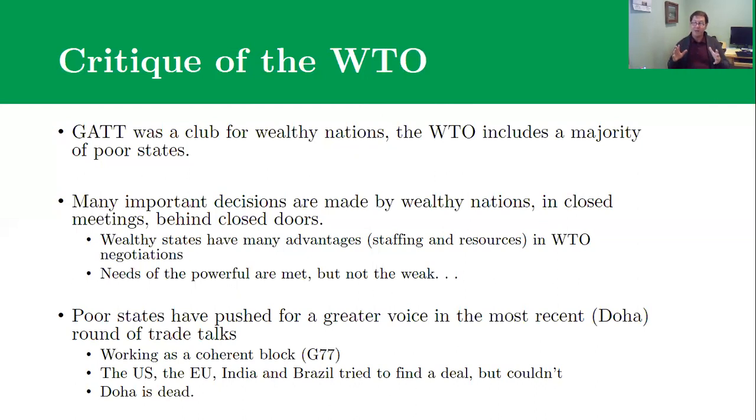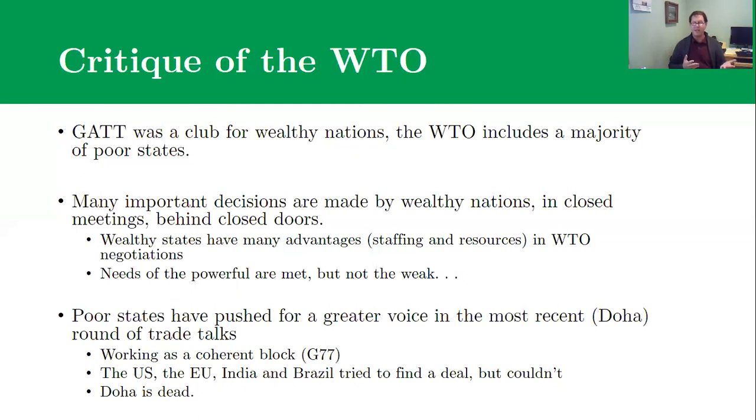And so what we've ended up creating is a global trading system that's very competitive and provides access to markets for things that wealthy countries want to sell, and doesn't provide the same kind of access to markets for things that poor countries want to sell. A second problem has been that the decision-making of the World Trade Organization is really slanted in favor of wealthy states.